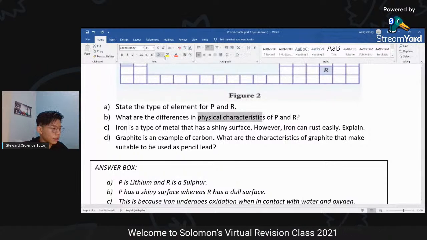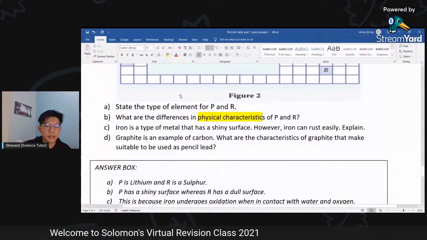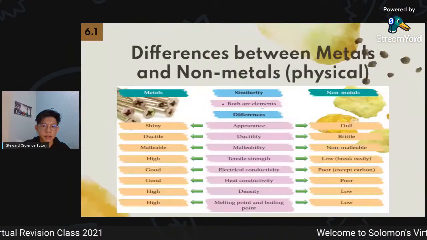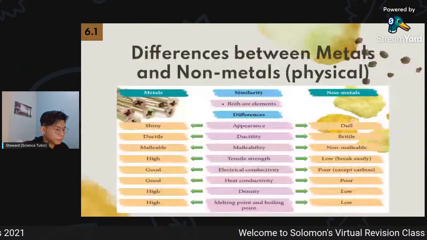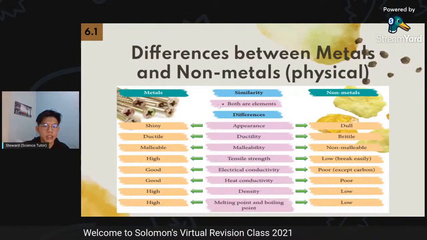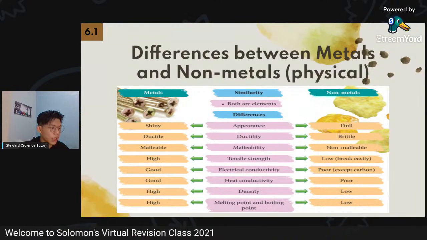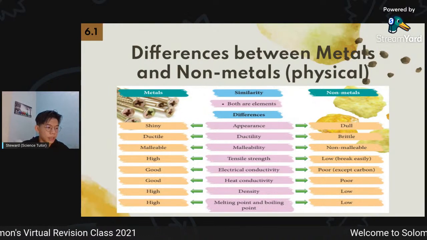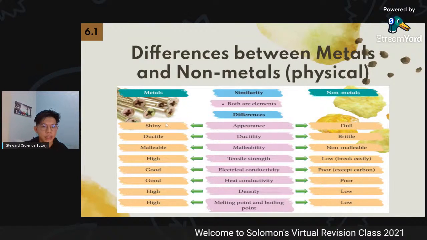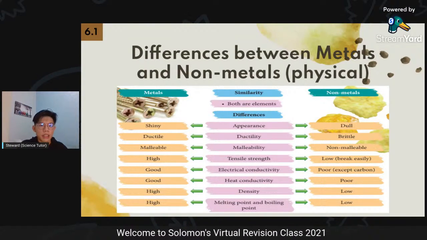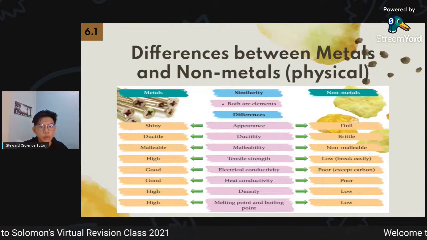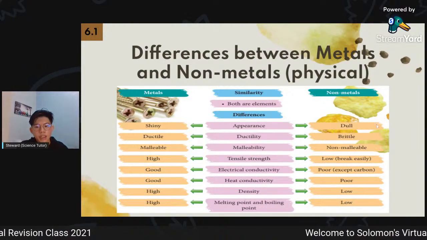Different physical characteristic tadi kita dah cakap yang mana ni? Tunjuk balik slide. Okay, physical characteristics ini. Okay, so dia nak physical characteristics of P and R kan? So P tadi tu dia ialah lithium. Lithium dia metal. Lepas tu R ni dia non-metal. Okay, so apakah physical characteristic dia? Kita boleh cakap mana-mana saja. Tapi yang paling senang kita cakap dia shiny, ni dull. Ni yang paling senang sebab satu kan bersinar, satu kan gelap.